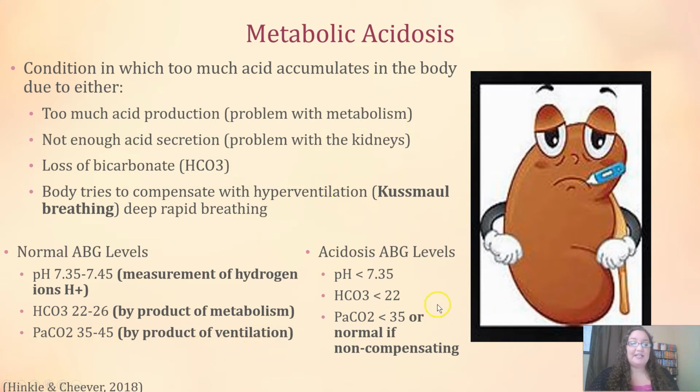So in acidosis, pH is going to be less than 7.35 because we know on the pH balance, higher numbers are base, lower are acid. So if we're moving towards acidosis, we're going lower. Same with bicarb. Going lower, we're heading towards acidosis. PaCO2 will go lower if it's compensating, or it can be normal if the lungs haven't kicked in to help yet. Now, PaCO2 is reversed. Lower numbers indicate that the body is trying to blow off some of this acid, so it's trying to move more toward base, more of an alkaline situation.